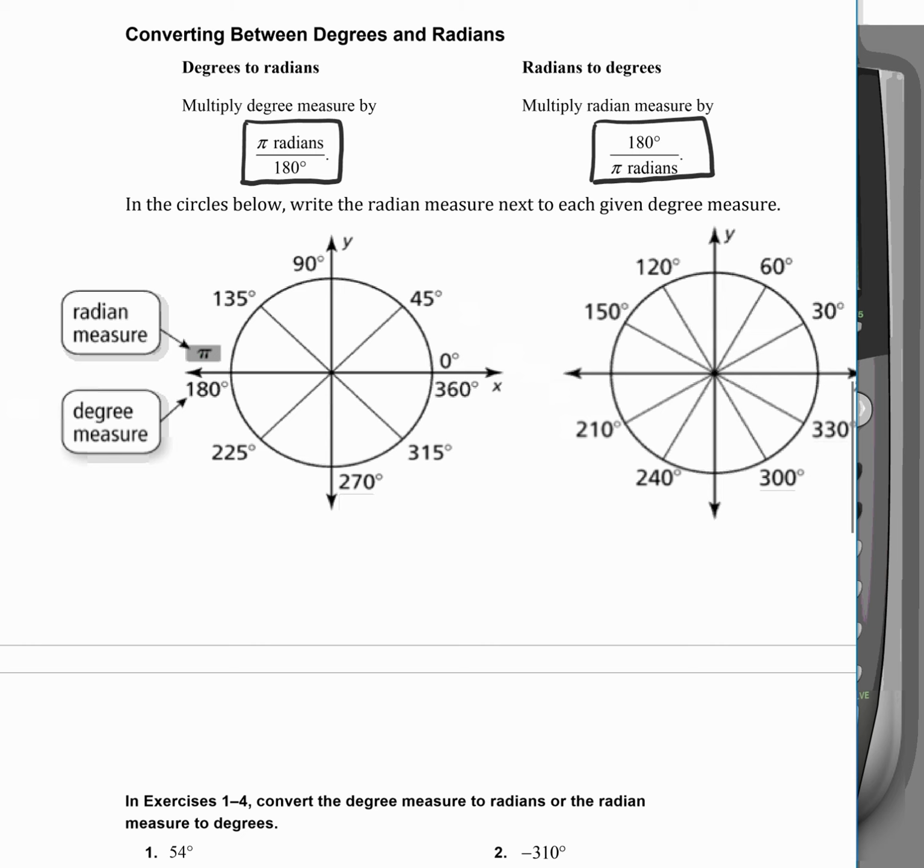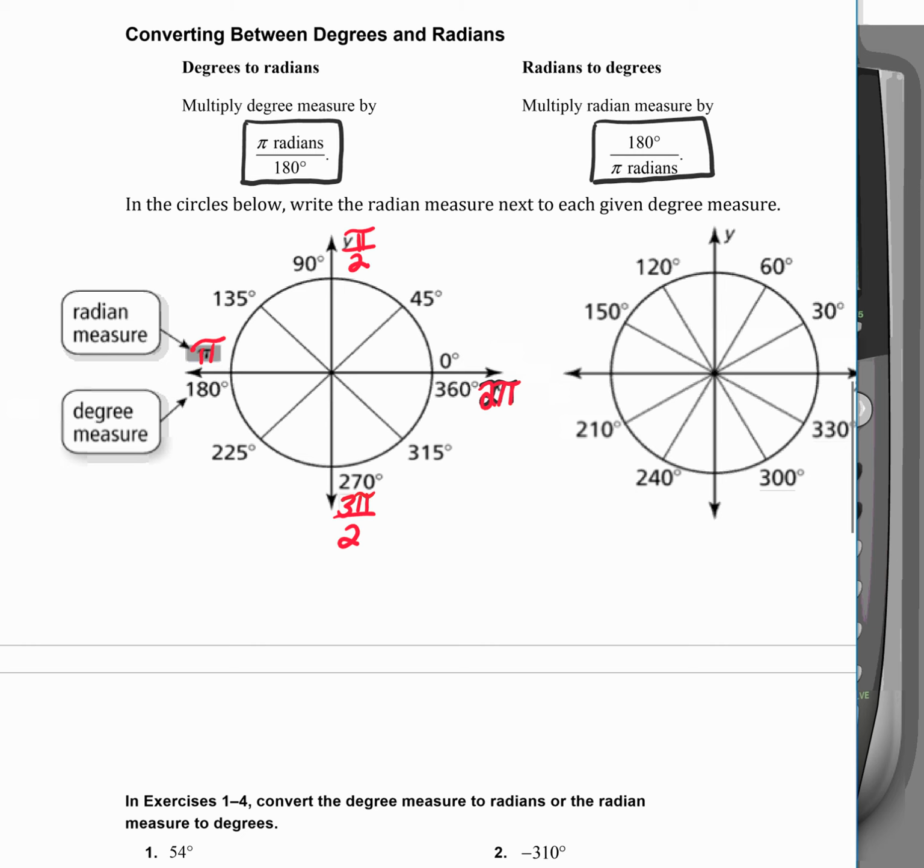We already talked about that 360 is 2 pi, and that 180 is pi. If we cut 180 in half, we get pi over 2 for 90. And you can count by pi over 2's now. So pi over 2 there, 2 pi over 2 for 180, that gives me 3 pi over 2 for 270.